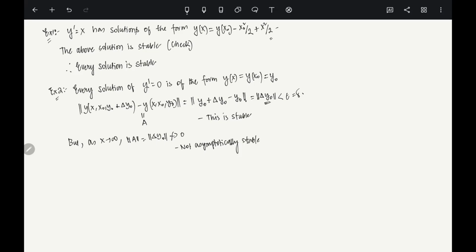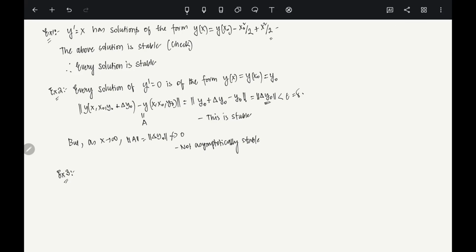I'm sorry, I got confused a little bit. So I hope this is clear. This is an example of an equation where every solution is stable but not asymptotically stable. You do realize that those two situations are different. Okay, now let's look at another example.